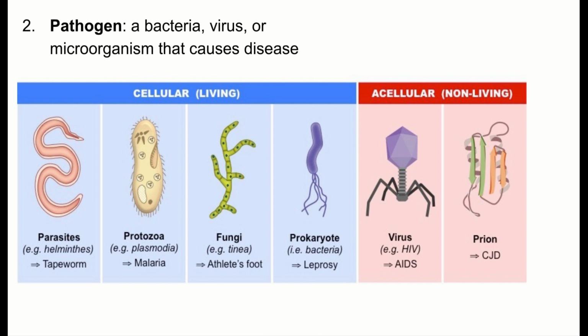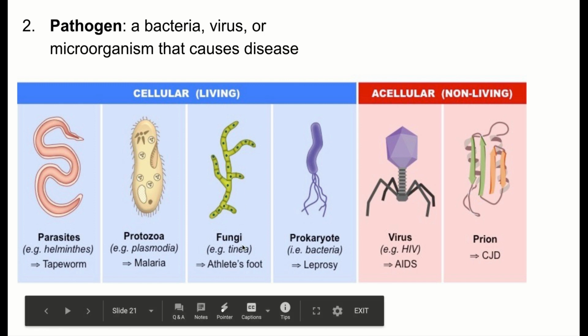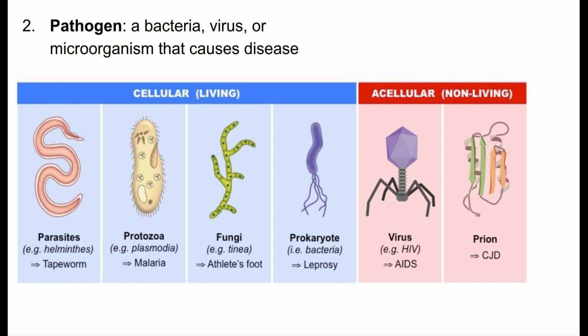Detail 2, a pathogen. A pathogen is that harmful invader. It is a bacteria, a virus, or a microorganism that can cause disease. We can have parasites like tapeworms that can cause malnutrition. We can have protozoa, so little single-celled complex beings like this plasmodium that can cause the disease malaria. We can have fungi that cause things like athlete's foot. We can have prokaryotes, bacteria that cause diseases like leprosy or like strep throat.